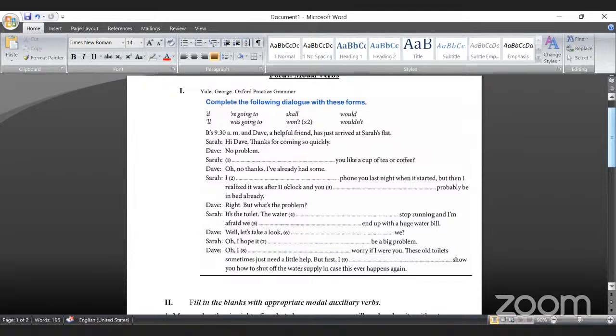These old toilets sometimes just need a little help, but first I'll show you how to shut off the water supply in case this ever happens again.